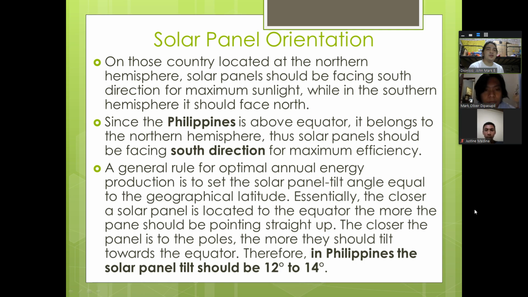Since the Philippines is above the equator, it belongs to the northern hemisphere. Thus, yung solar panel natin, iharap natin sa south direction for maximum efficiency. A general rule for optimal annual energy production is to set the solar panel tilt angle equal to the geographical latitude. Essentially, the closer the solar panel is located to the equator, the more the panel should be pointing straight up. The closer the panel is to the poles, the more they should tilt towards the equator. Therefore, in Philippines, the solar panel tilt should be 12 to 14%.